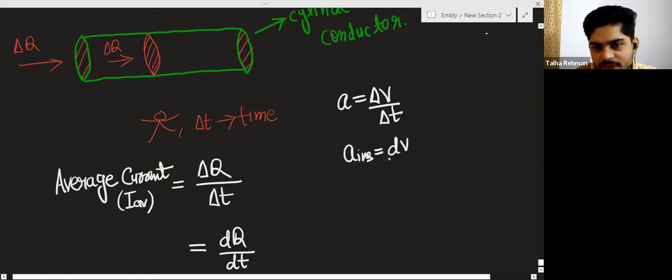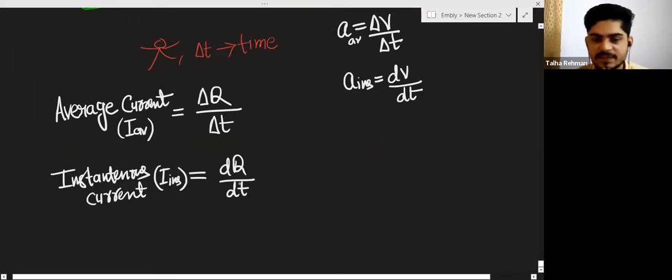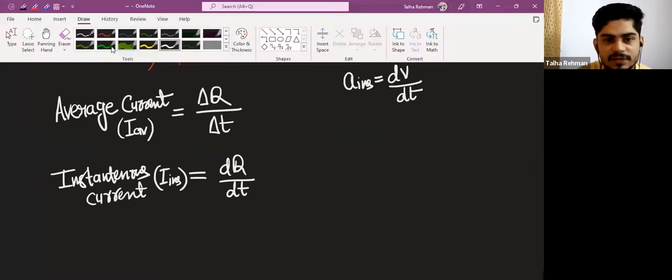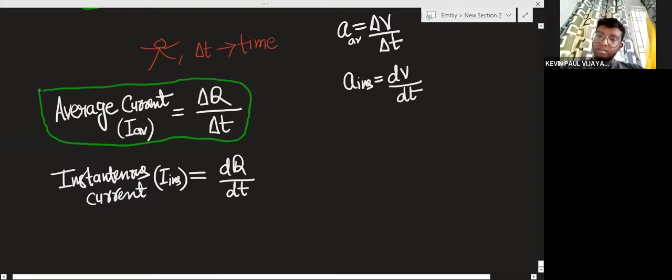In the same way, we have done all these things. This is average acceleration, and this is instantaneous acceleration, dv by dt. In the same way, I am writing the instantaneous current. The formula is dq by dt, and I will represent instantaneous current as I INS. So remember average current and instantaneous current. This is average current.